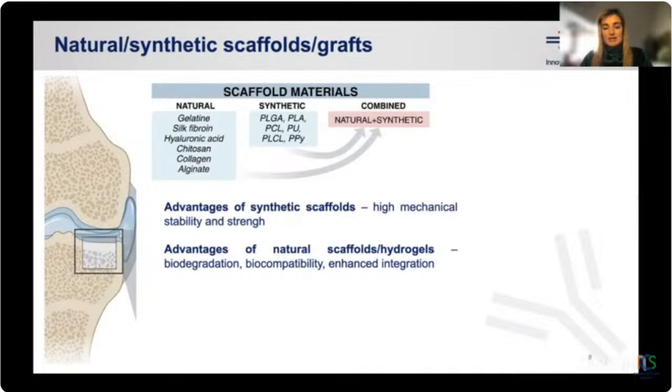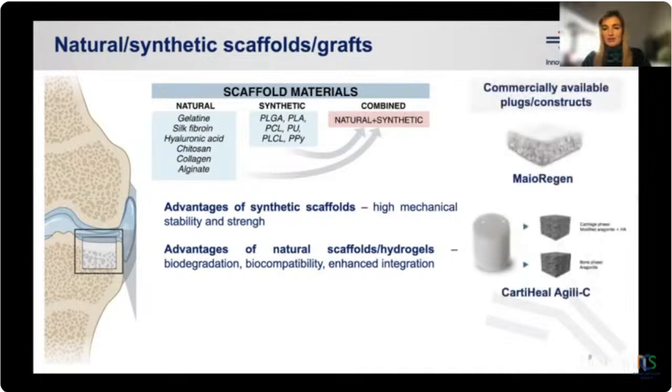For example, synthetic materials have very high mechanical stability and strength, but they lack biocompatibility and biodegradation. While natural materials, such as hydrogels, are very compatible and biodegradable, but they lack the mechanical properties. So usually they are combined, and you definitely know the commercially available constructs like MaioRegen or Chondro-Gide. They are made precisely for osteochondral defects, and they integrate well into the tissues and rebuild them.